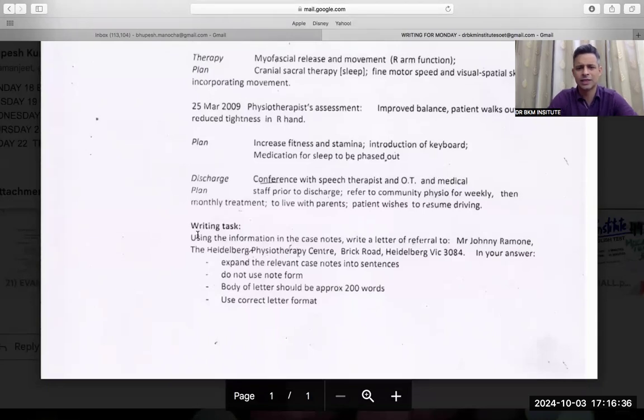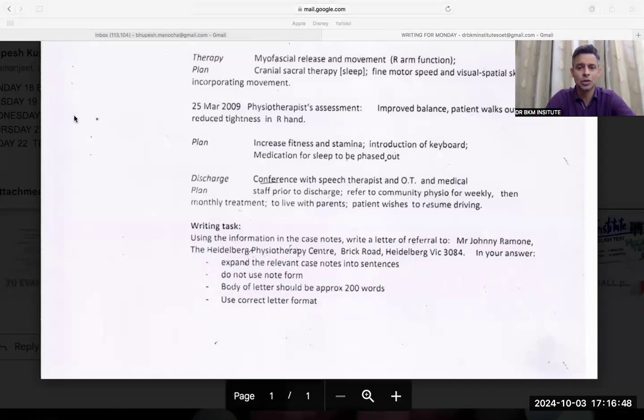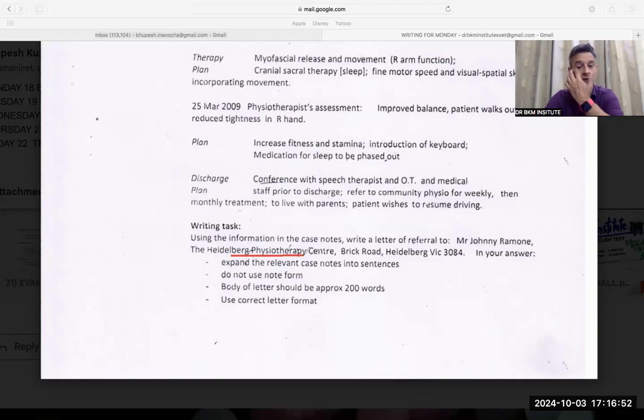So always start your letter from the end, that is, to whom you are writing the letter. So if I read this letter, I can see: write a referral letter to Mr. Johnny Ramon, Heidelberg Physiotherapy Center. So always notice the place and the person. So you're writing to Mr. John Ramone, Heidelberg Physiotherapy Center.